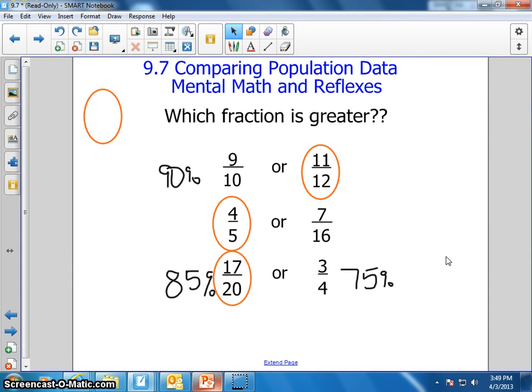Alright, and in class tomorrow we will be working on reading more charts and using this in relation to percents, decimals, and fractions, and learning about different populations and taking those pieces to add up to the whole.